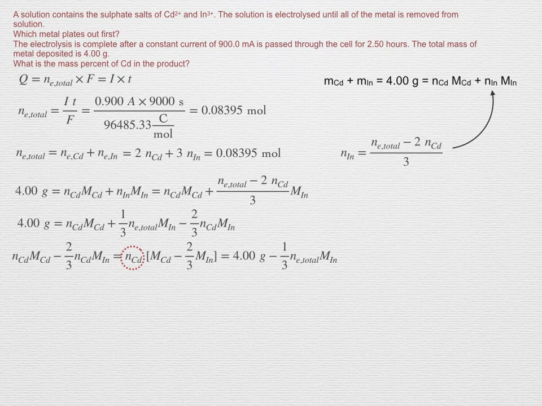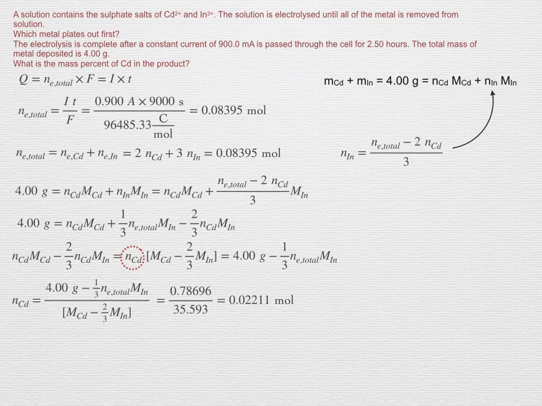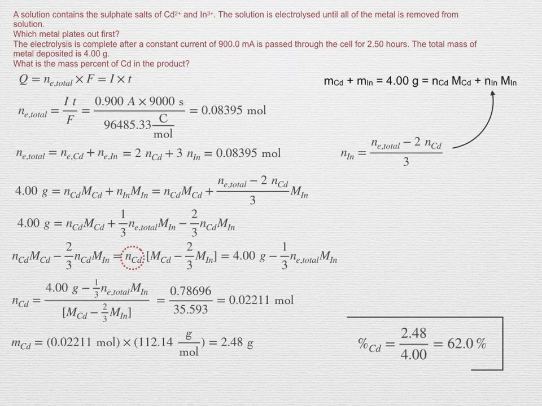Okay, let's continue. Divide by the term that remains multiplied by the cadmium variable, and you have the final equation that can be solved for the unknown moles of cadmium. We substitute in the 2 molar masses and the total amount of electrons, along with the measured mass of the deposit, and we find that the amount of cadmium deposited is 22.1 millimoles. We multiply this by the molar mass of cadmium to find the mass of cadmium to be 2.48 grams, and 2.48 grams is 62% of the total mass, and the question has been answered.